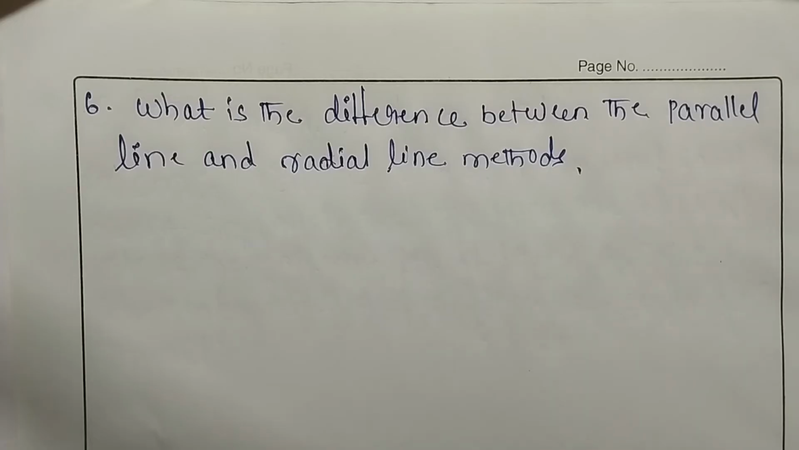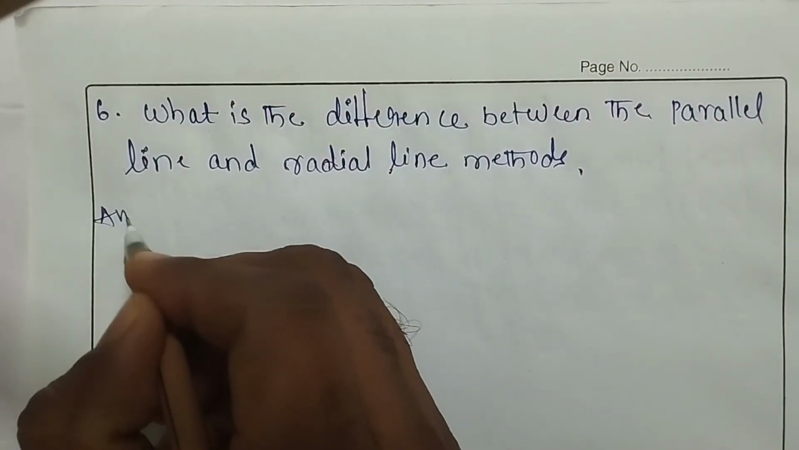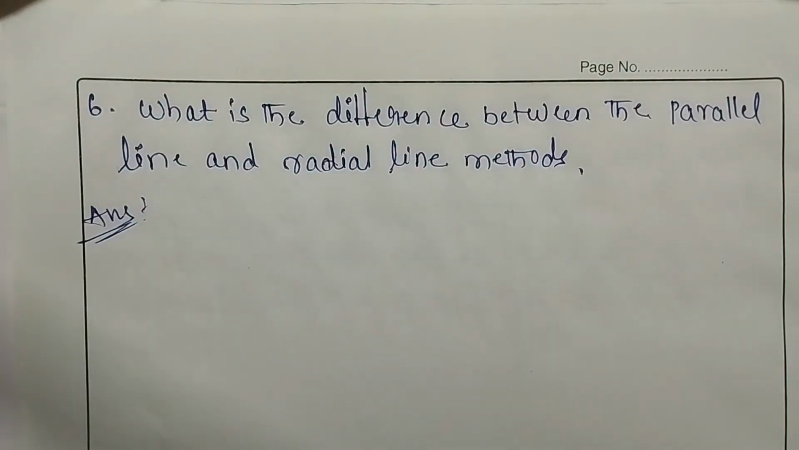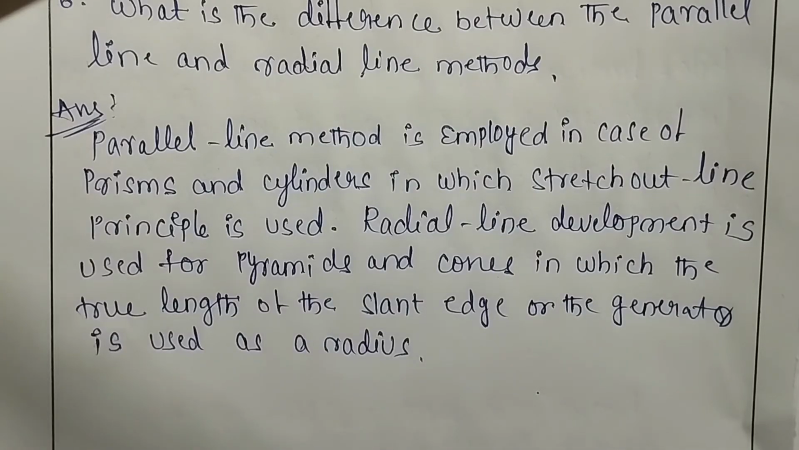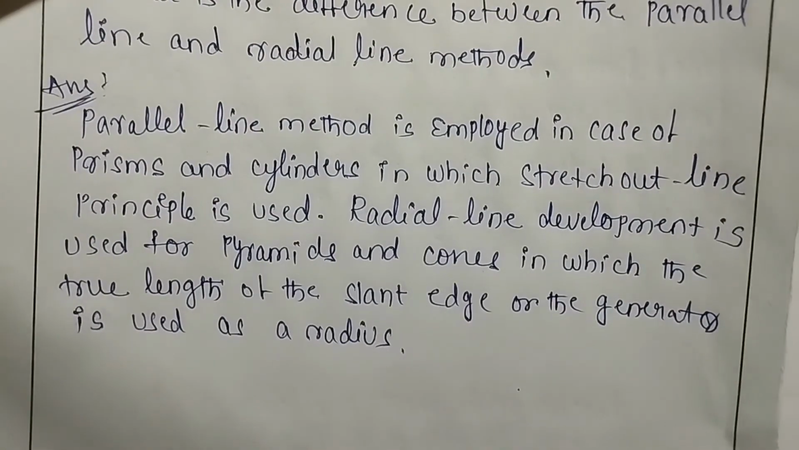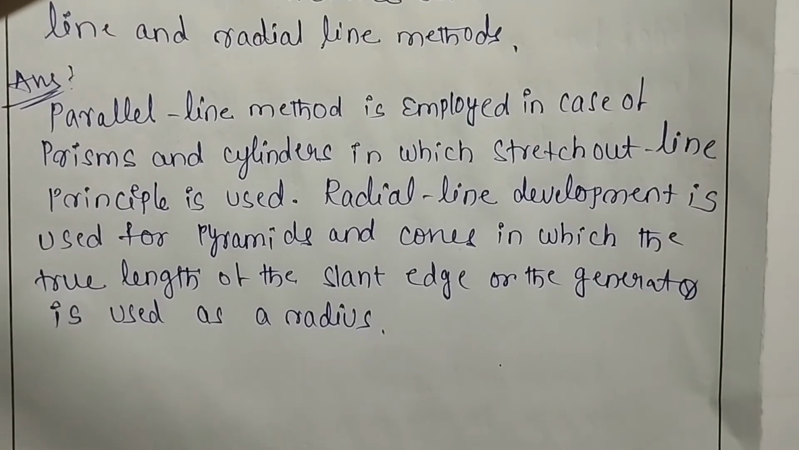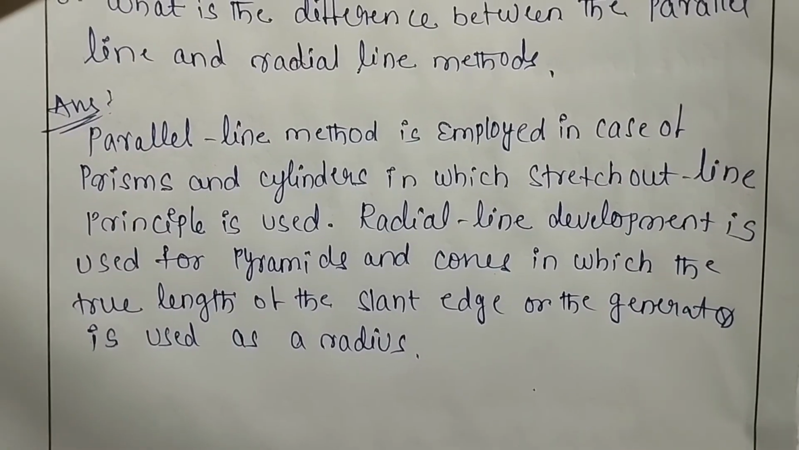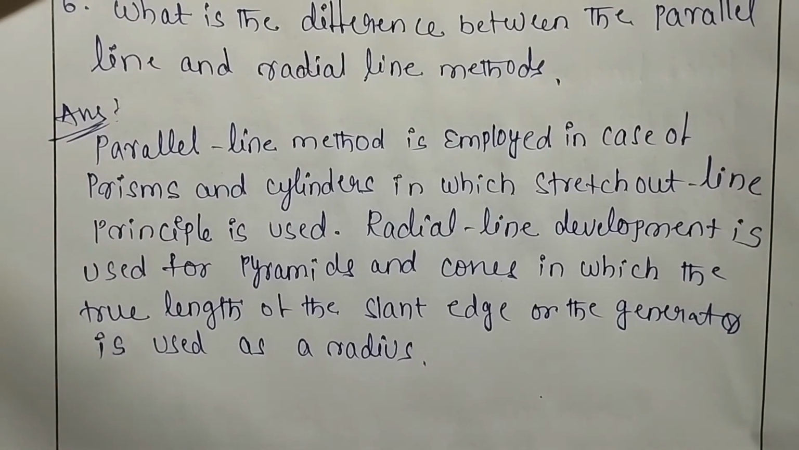Here we have the solution. The parallel line method is employed in the case of prisms and cylinders, in which the stretch out line principle is used. Radial line development is used for pyramids and cones, in which the true length of the slant edge or the generator is used as a radius. This is the difference between the parallel line method and the radial line method.